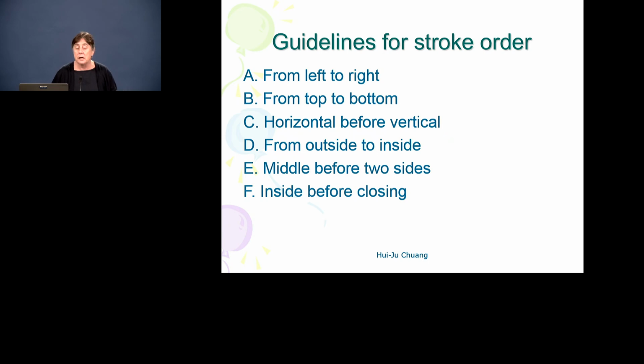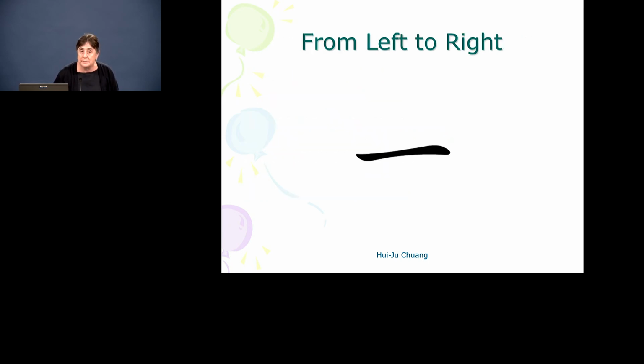It's very much like learning a sport of some kind or learning how to dance. You have to train your body to move in a certain way, and one of the ways you do that is by doing it over and over and over again, but making exactly the same movement, and that's where it becomes important. So let's look more slowly at the guidelines for stroke order. We have left to right, top to bottom, horizontal before vertical, from outside to inside, middle before two sides, and inside before closing. Let's look at some examples.